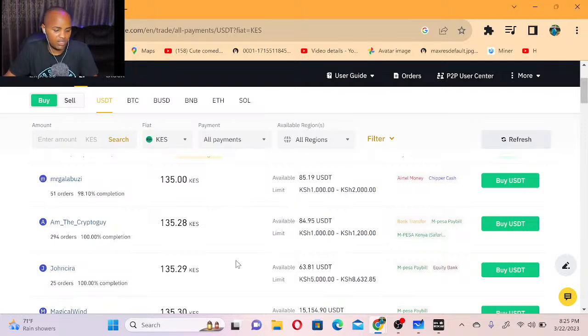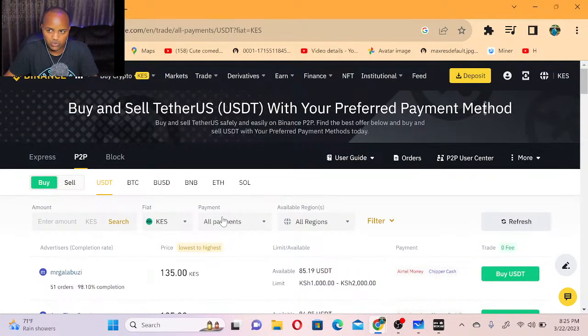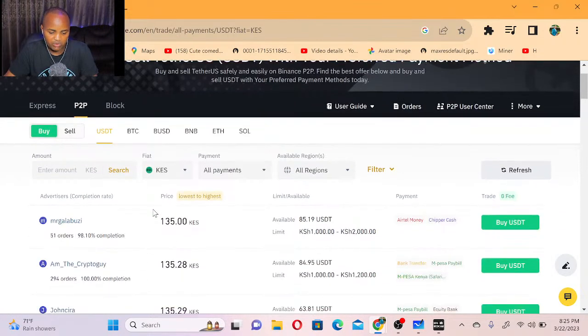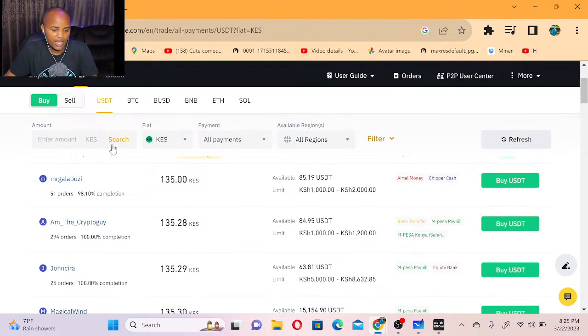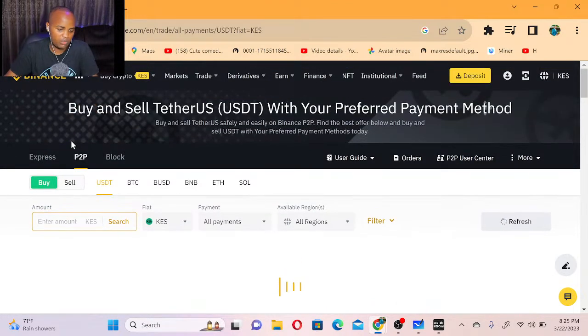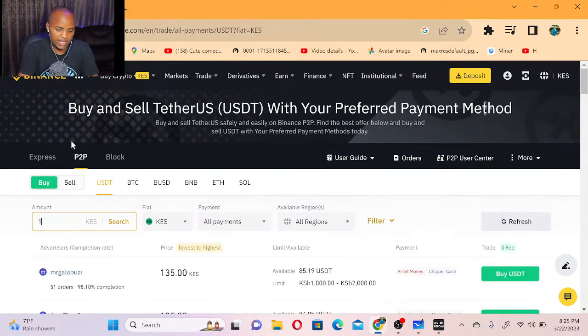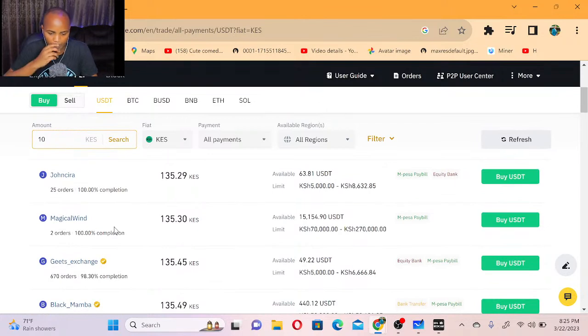So this is the next thing I'm going to do. I have gone to P2P. I click buy, and I want to buy USDT, one of the cryptos here. Then I enter the amount I want to buy. Actually, I just want to buy 10 USDT. That's equivalent to how much? One USDT is going for around 135 Kenya shillings.